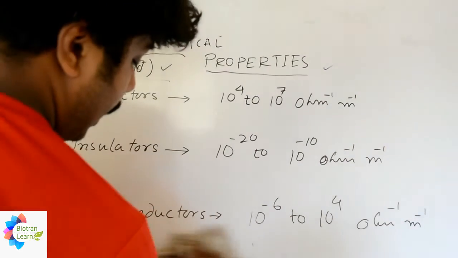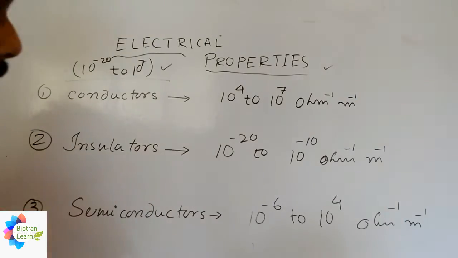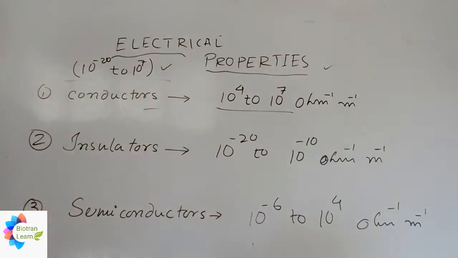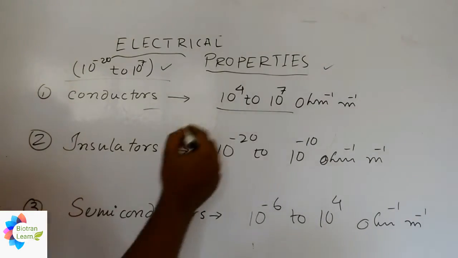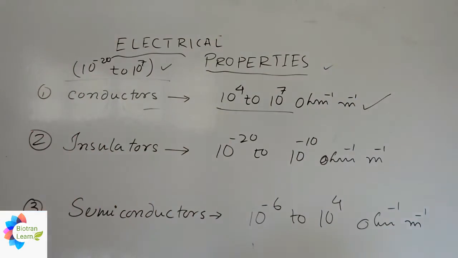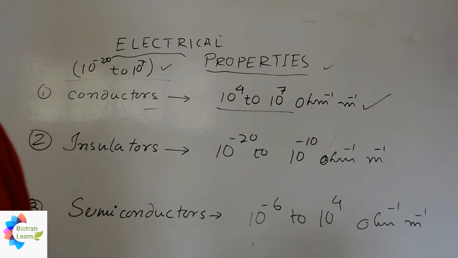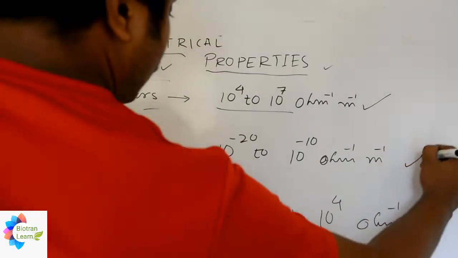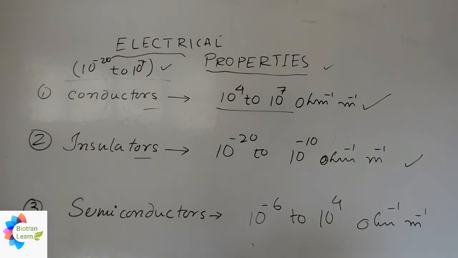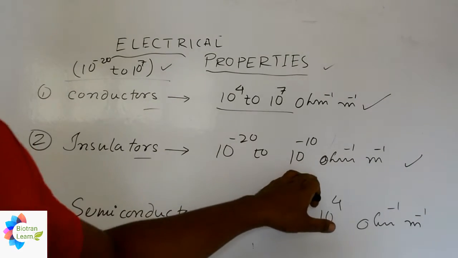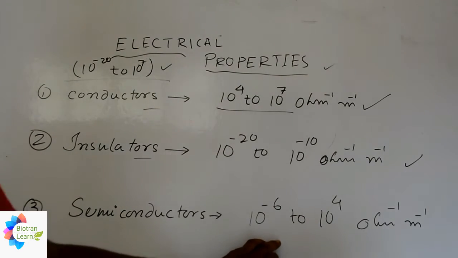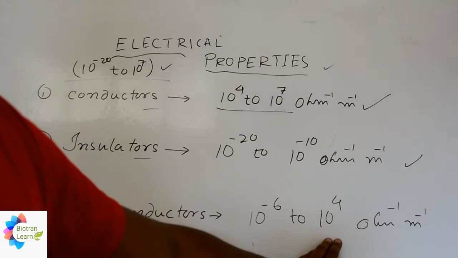So let's carry on. First of all, conductors have a conductivity range of 10 to the power 4 to 10 to the power 7. This has the highest electrical conductivity, or capability of carrying free electrons. Then insulators have a range of 10 to the power minus 20 to 10 to the power minus 10 ohm inverse meter inverse. Then semiconductors have a range of 10 to the power minus 6 to 10 to the power 4 ohm inverse meter inverse.